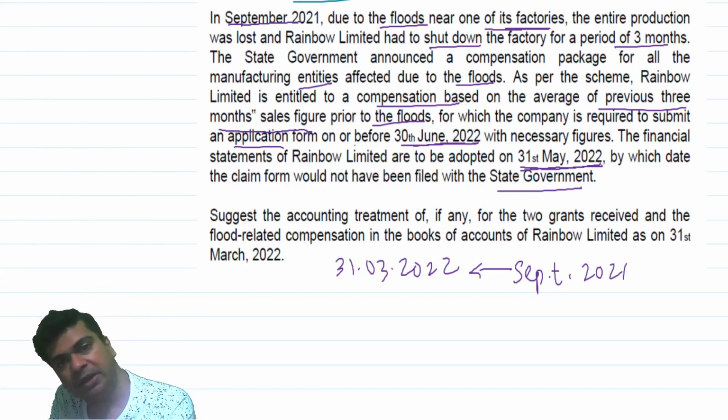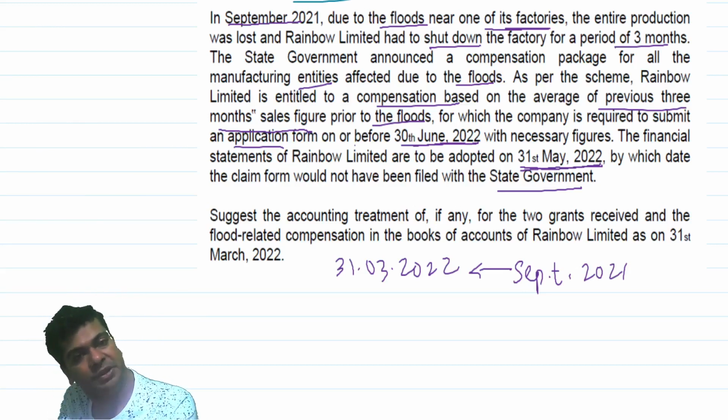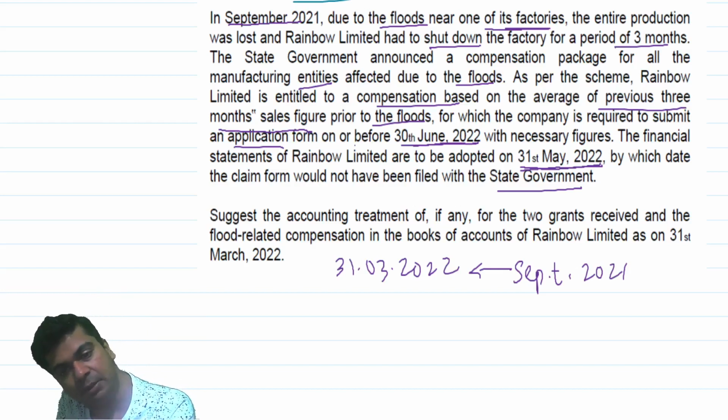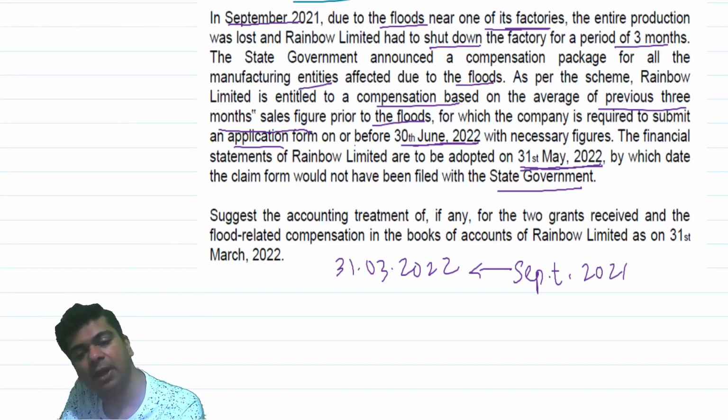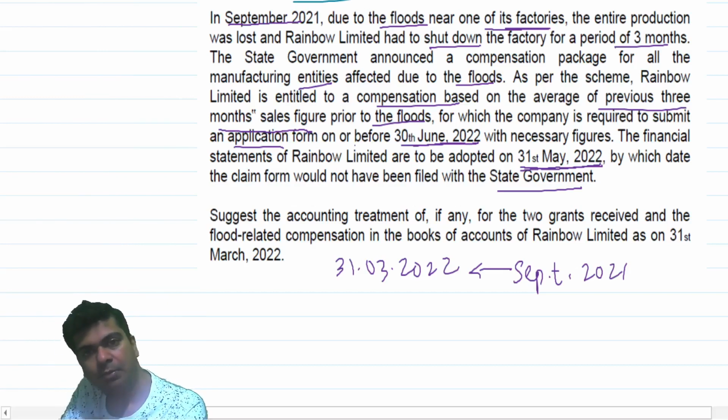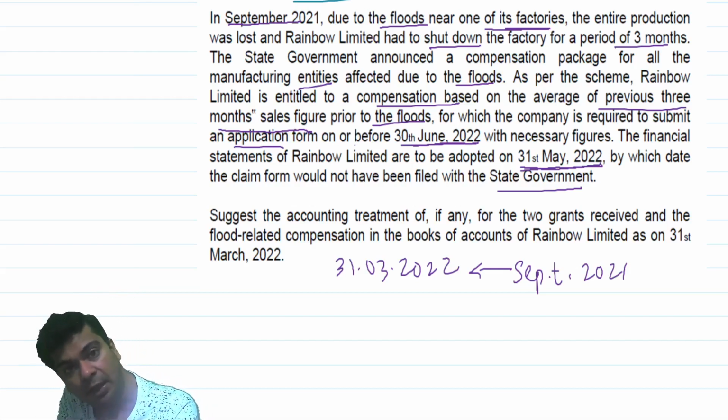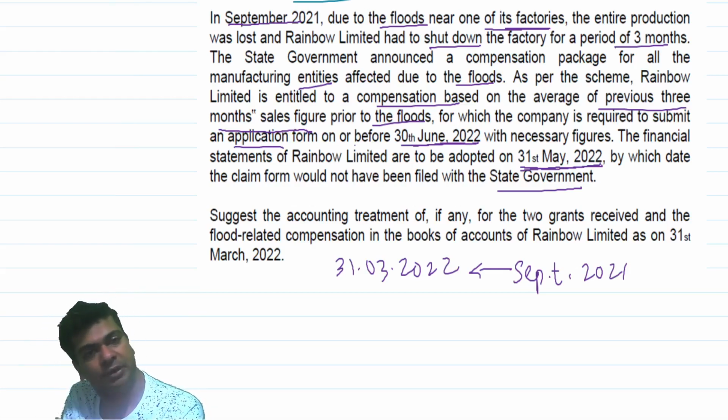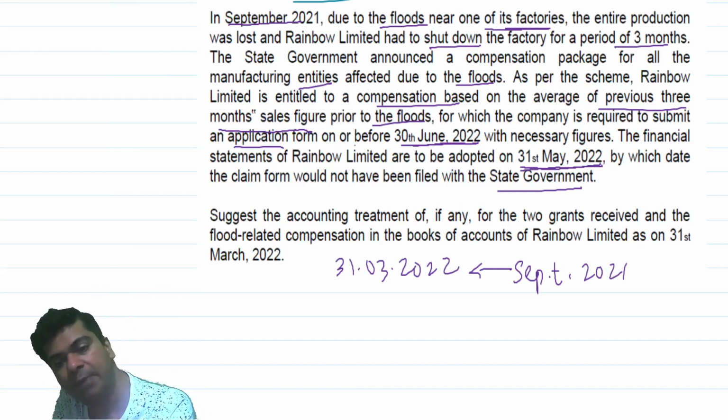The state government is saying that you estimate the loss suffered by you, and we will provide compensation for the same. The compensation package is based on the average of the previous 3 months' sales figures prior to the floods. Prior to the floods, whatever 3 months were there, find out what the sales were. Its average will be compensated by the government. Why? Because your factory remained shut for 3 months. Hence, this is the compensation package.